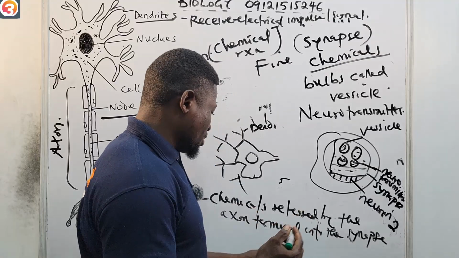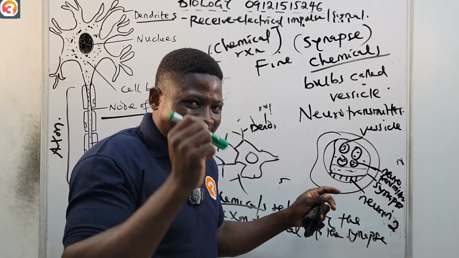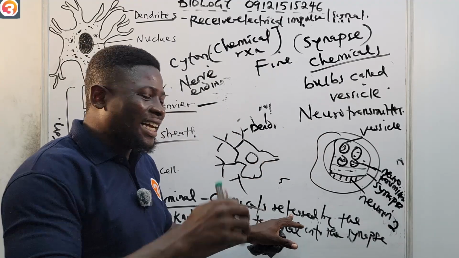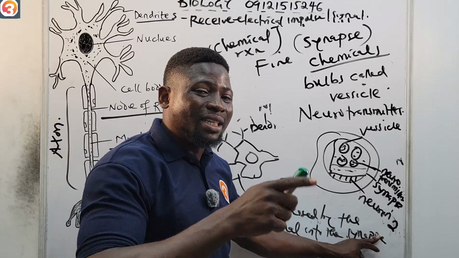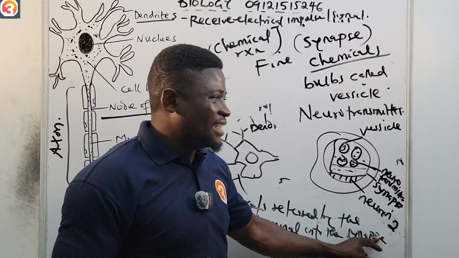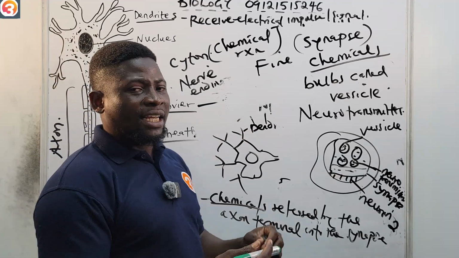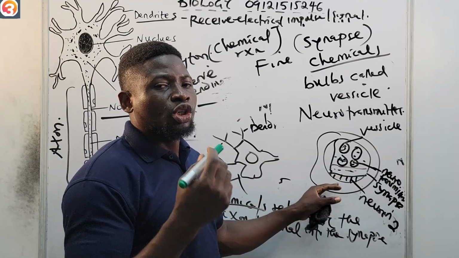That is why a chemical reaction is taking place there. Neurotransmitters are nothing but chemicals that are released by the axon terminal into the synapse. And once they are released, they go to the dendrite of the second neuron. They go to the dendritic side of the second neuron.